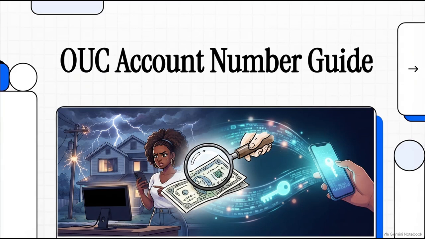Picture this. A severe storm is rolling in. The lights flicker, and boom, you lose power. You grab your phone, desperately needing to report the outage to the Orlando Utilities Commission. But when you go to log in, you hit a massive brick wall.